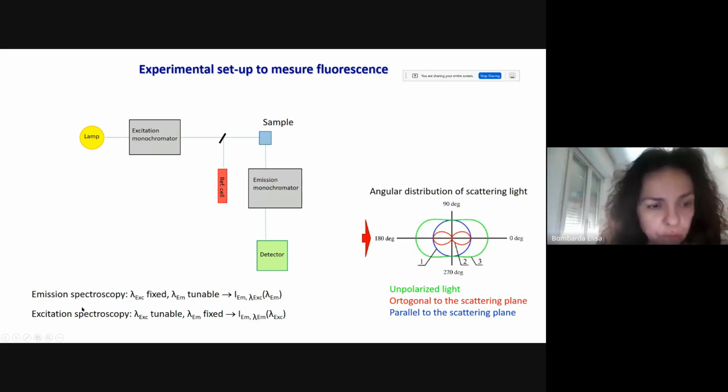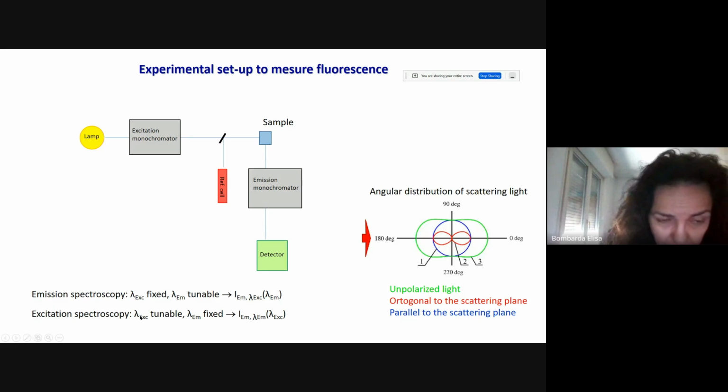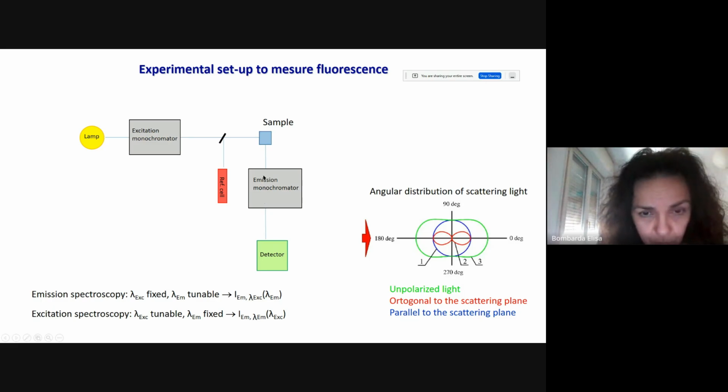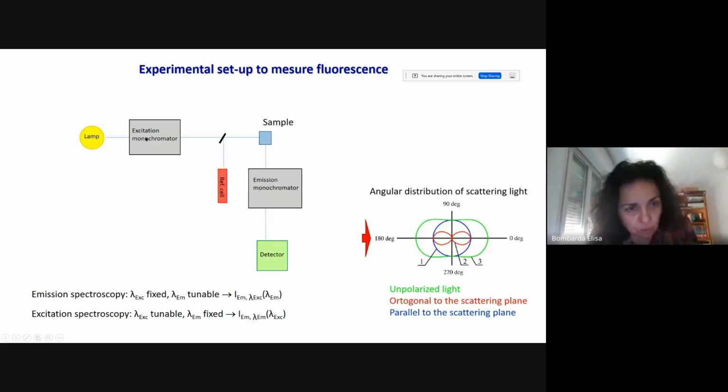With this configuration, of course, we can make emission spectroscopy. In this case, you excite at a fixed wavelength and you tune the emission, so you scan in the emission to have an emission spectrum. You can also make excitation spectroscopy, and in this case you fix the emission monochromator at one wavelength, and you let the excitation monochromator scan through the wavelengths of your choice.